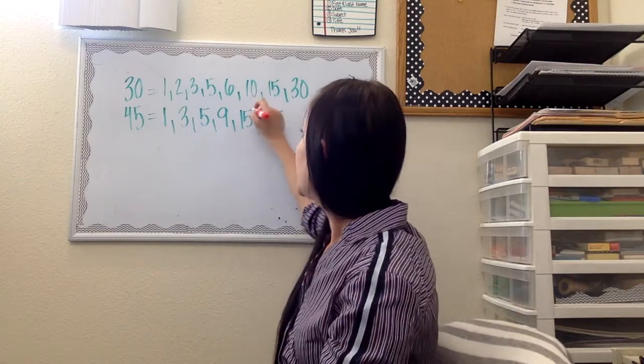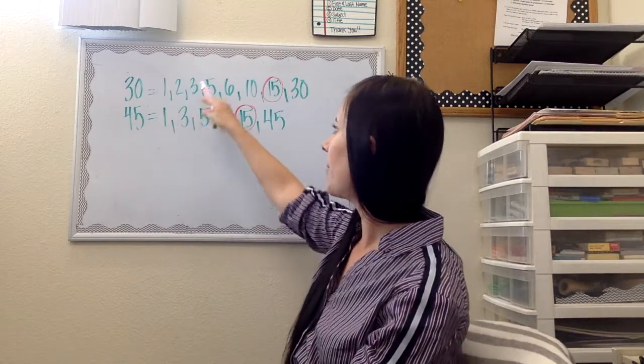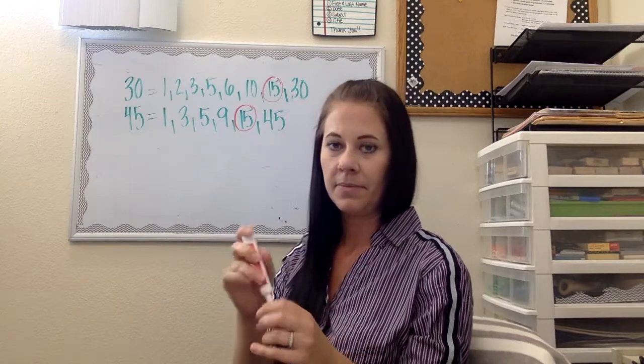So our greatest common factor is 15. Okay, 1 is common, 3 is common, 5 is common, but the GCF, greatest common, is 15. Okay, and it is kind of hard because it's easy to forget numbers. They're big numbers that we have to go through, but you have to do your best, okay?